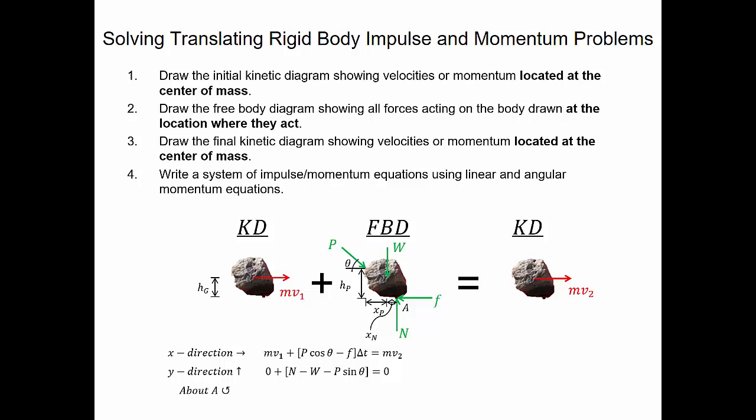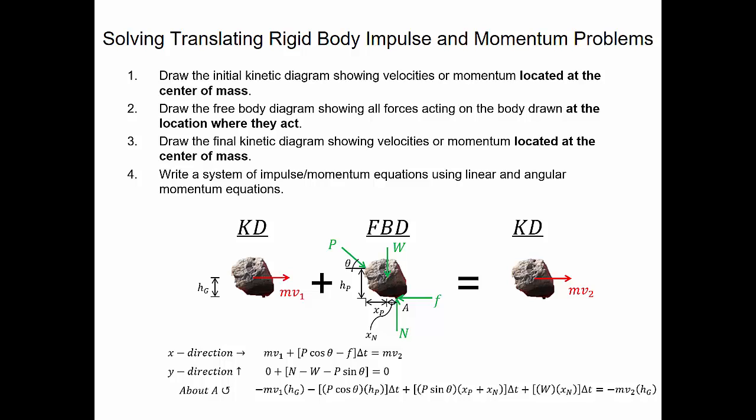Then let's take a moment about the point A. In this case, from my first kinetic diagram, the moment of the momentum is the mass times the initial velocity times its perpendicular distance from A, which is h sub g, and that would create a negative moment.